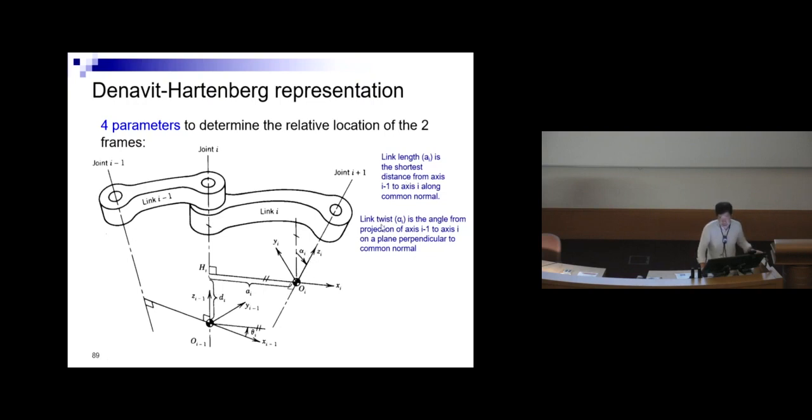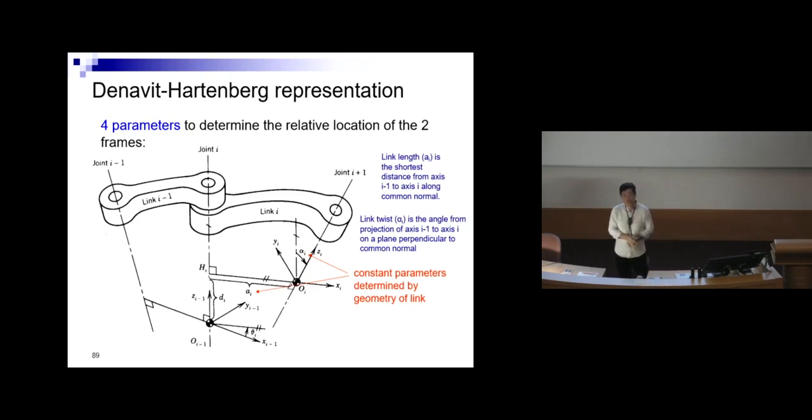And then alpha i is known as the link twist. It's the angle from the projection of axis i minus 1 to axis i on a plane perpendicular to the common normal. So you have a projection, you move it over here, and then you find the angle. It's a way to look at it. So alpha i and ai are essentially constant parameters determined by the geometry of the link. There are two constants and two variables.